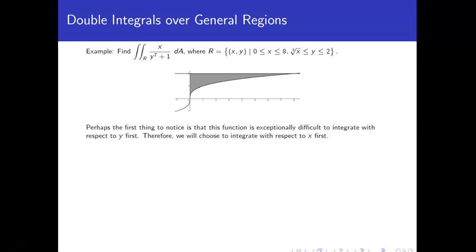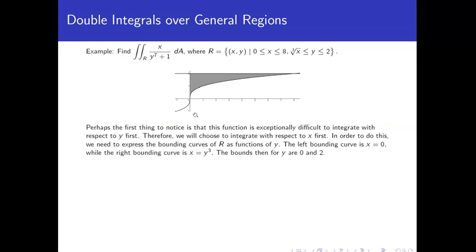So we'll have to switch our bounding curves around. Certainly the left curve here is x equal to 0. If we solve the right one for x, getting it in terms of y, we'll get x equals y cubed. Then we'll have that for a fixed y, the x's go from 0 to y cubed, and the bounds for y will be 0 to 2. So integrate with respect to x first, the bounds are 0 to y cubed, then integrate with respect to y, the bounds are 0 to 2.